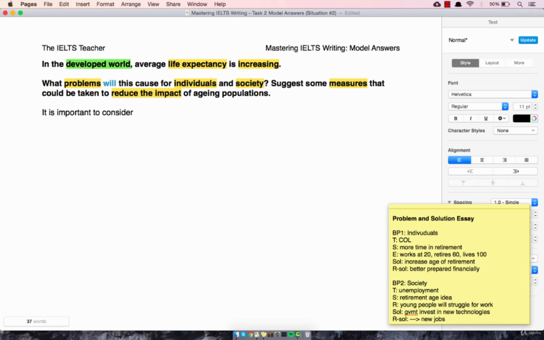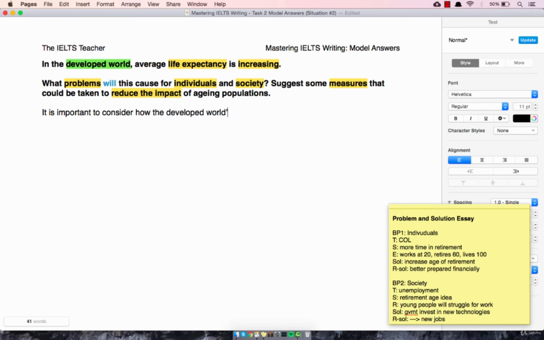I think if we go something like how, I think how is probably going to be the most appropriate one. What problems will this cause? How will it affect? That's another way of saying it, isn't it? So it's important to consider how, and then we'll just reference this here. The developed world, you could sort of say the industrialized world or the first world or that sort of thing. I'm just going to use the same expression.